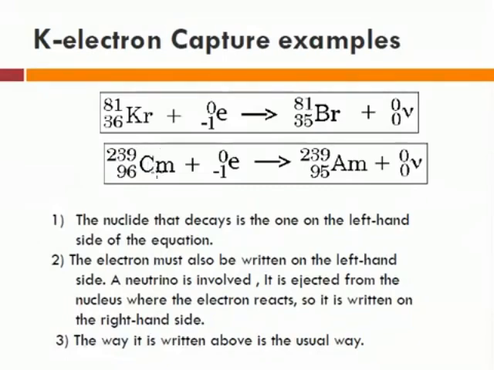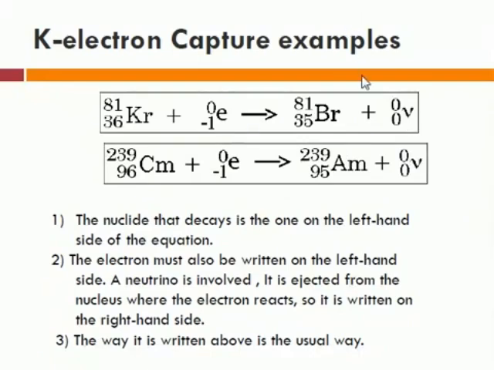Next is this one, 239 plus 0, so still 239, and 239 here. So, balanced. 96 plus negative 1, so we have 95. Then 95 plus 0 is 95. So that is balanced. This is different from the other modes of decay, where we add something on the product side. Here, we have the electron on the reactant side and the neutrino on the product side.